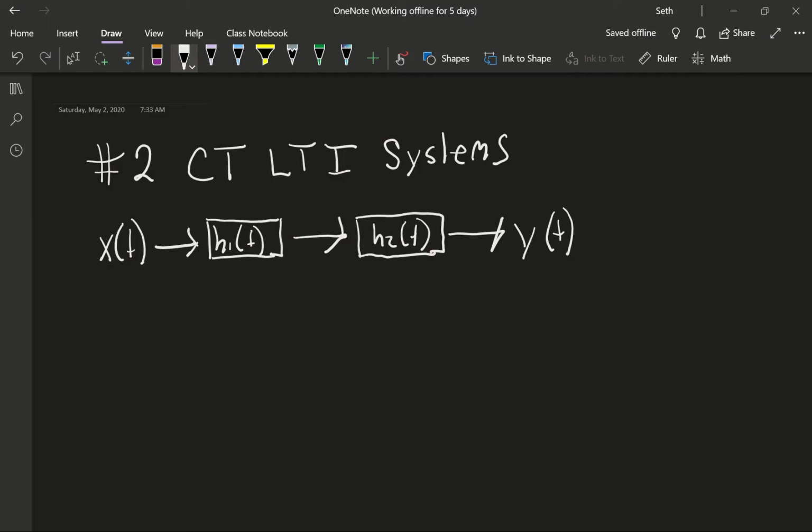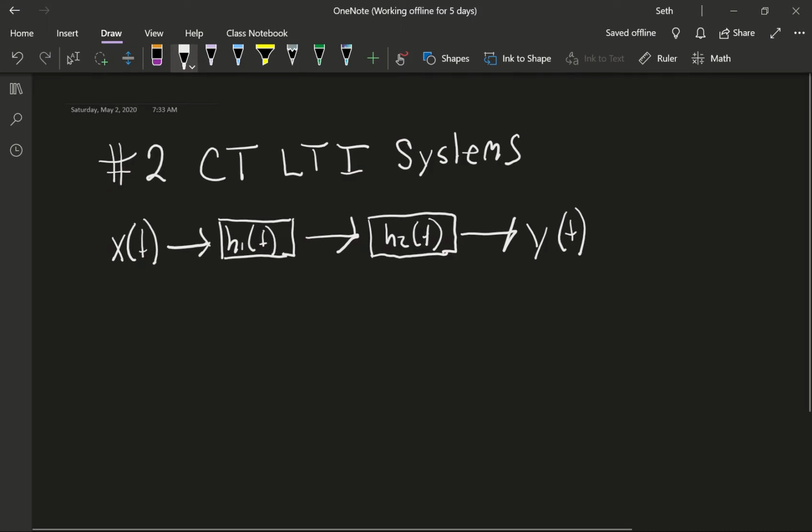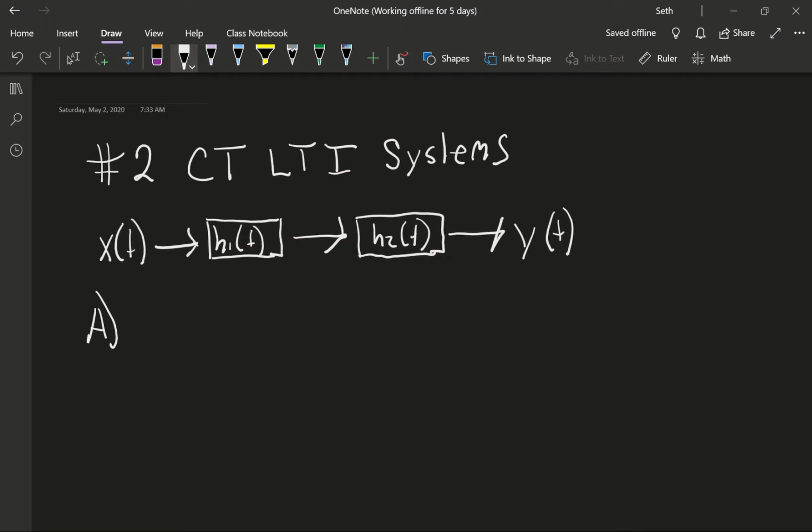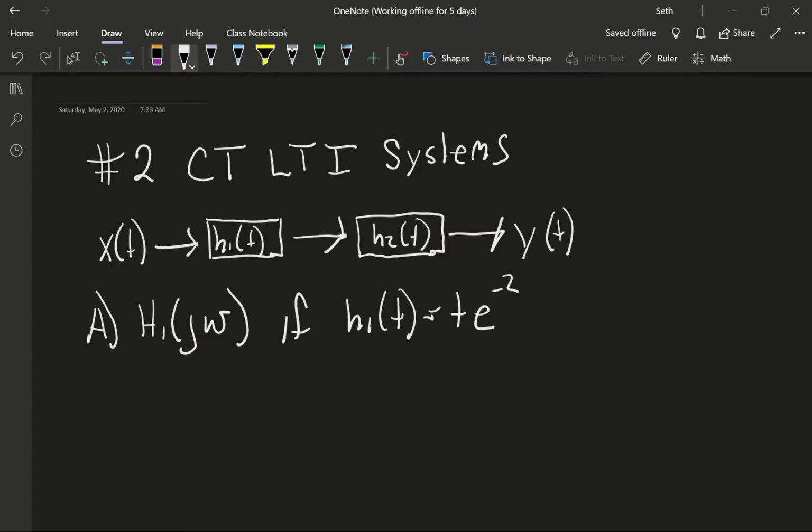Hey all, we're back with number 2 on the practice exam. It asks us to find the overall impulse response for a cascaded continuous time LTI system. So part A wants us to find H1 of j omega if h1 of t equals t e to the minus 2t.